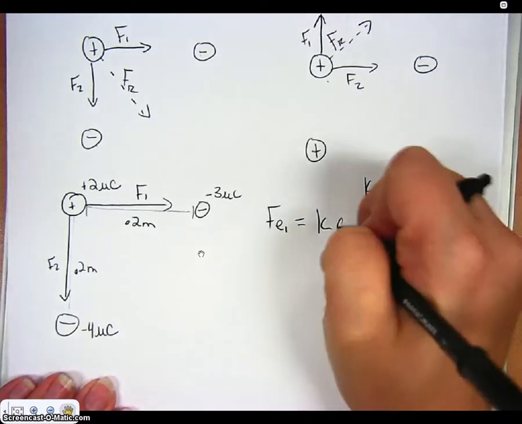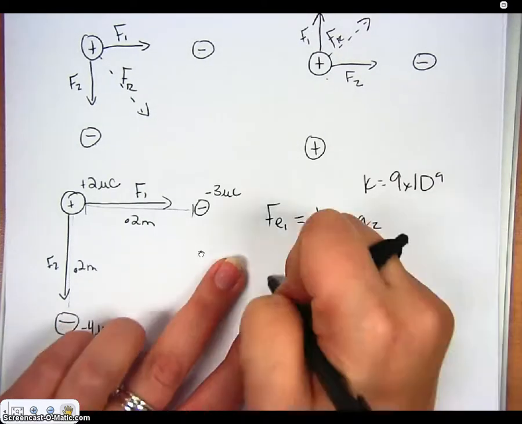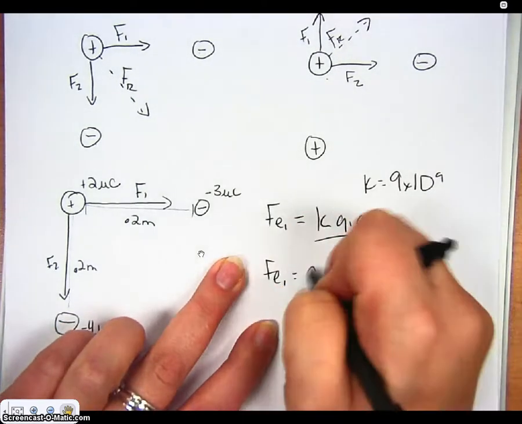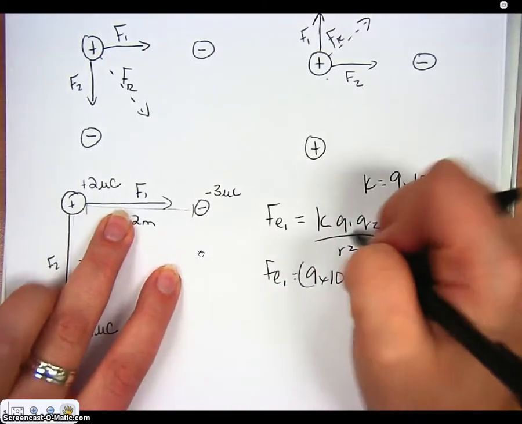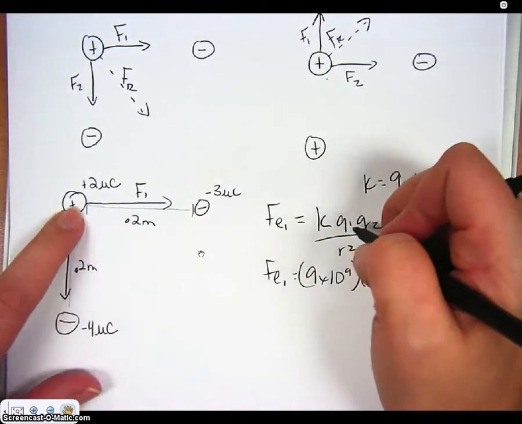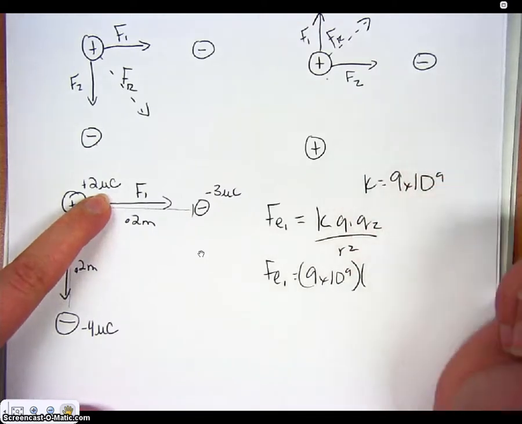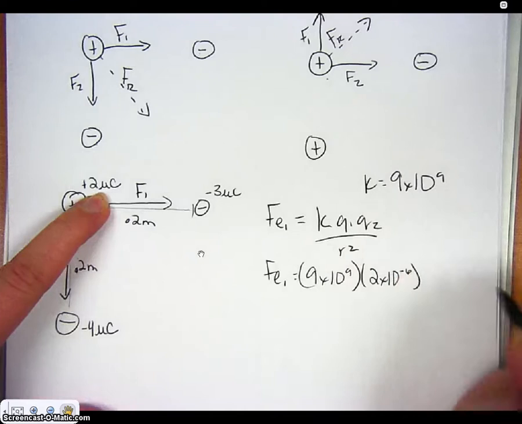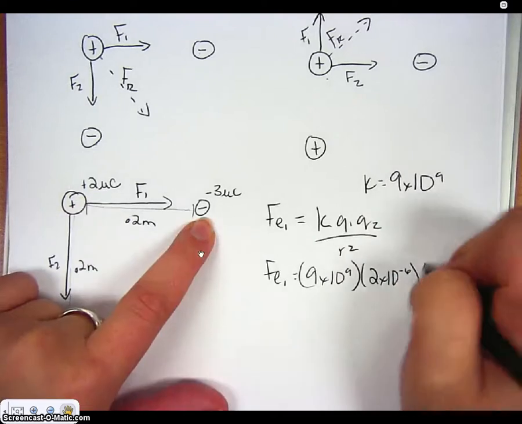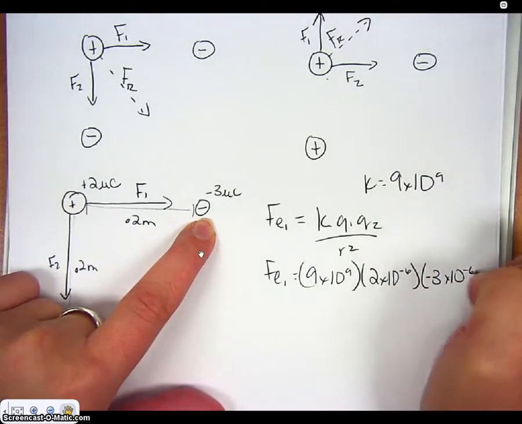And then you have Q1, Q2, all over R squared. So the first electric force is going to be equal to 9 times 10 to the 9th times the charge, which is Q1. And the prefix micro means times 10 to the negative 6. So this will be 2 times 10 to the negative 6 coulombs. And then the second is negative 3 times 10 to the negative 6 coulombs.